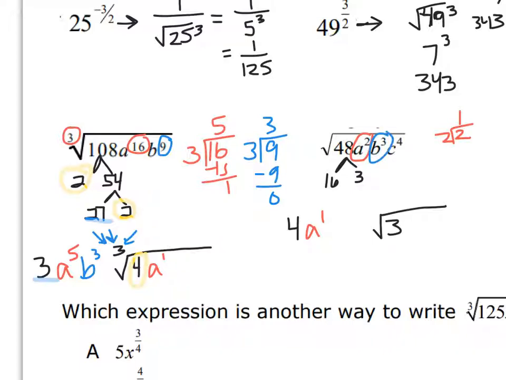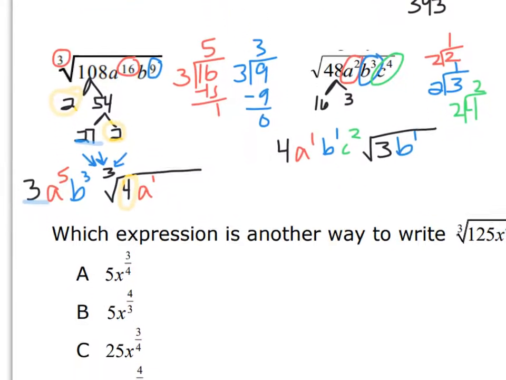B, we're doing cubes, so 3 divided by 2 goes in once. So b to the first with a remainder of 1b. And then c to the fourth, 4 divided by 2 goes in twice.